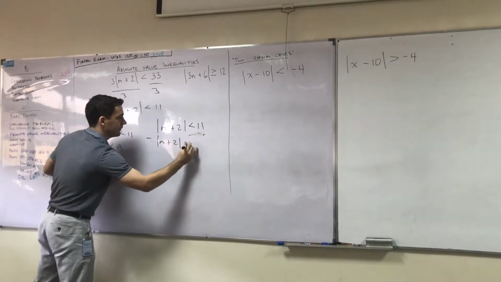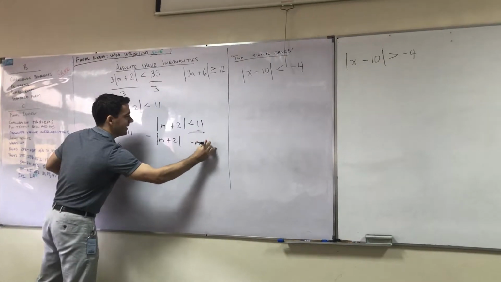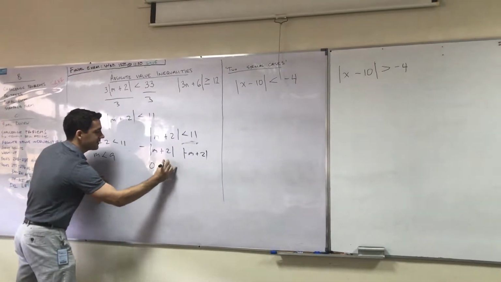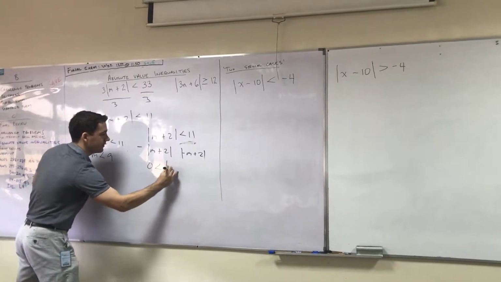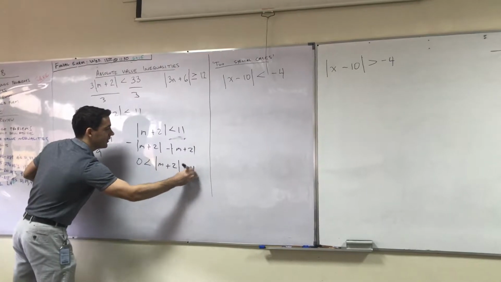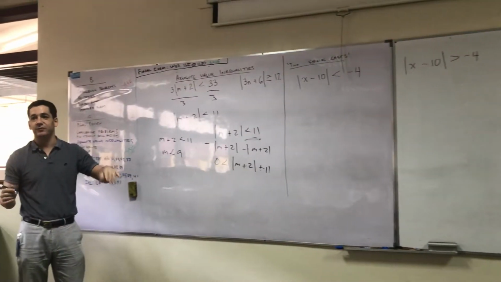Well, here, sorry. I know this is going to confuse me, that's why I didn't want to show you. So I've got 0 here is less than the absolute value of m plus 2 plus 11. Okay, so now I'm going to subtract the 11 from both sides.